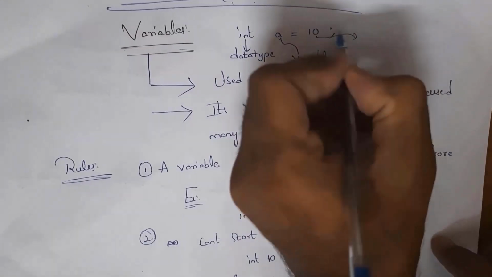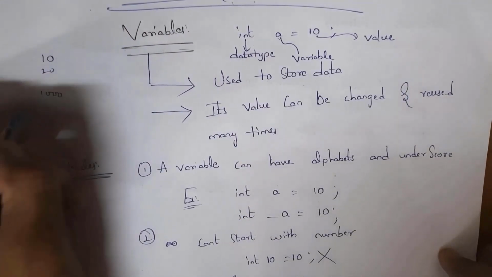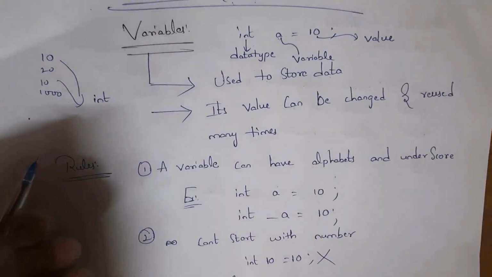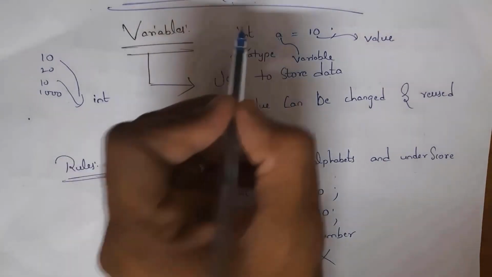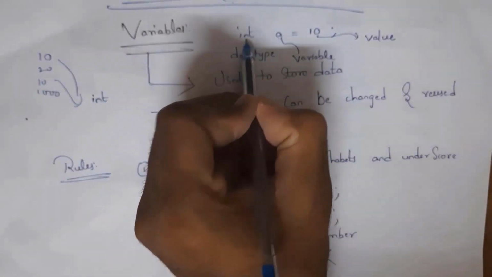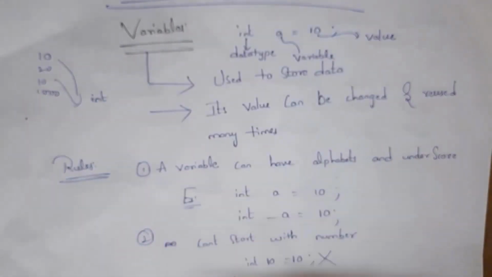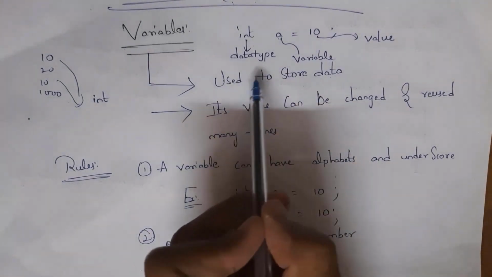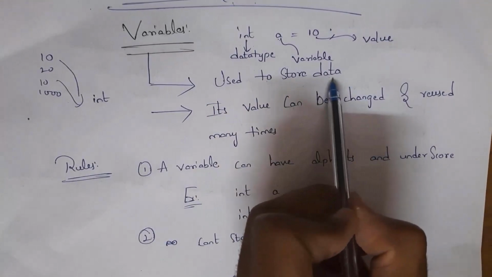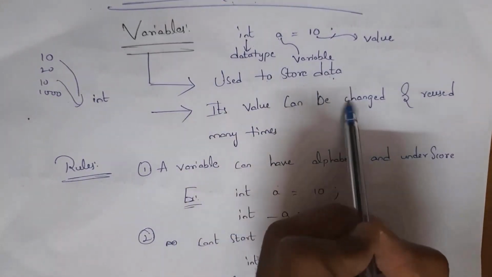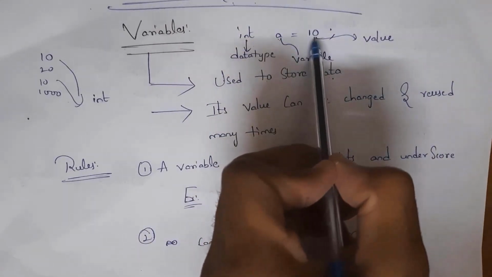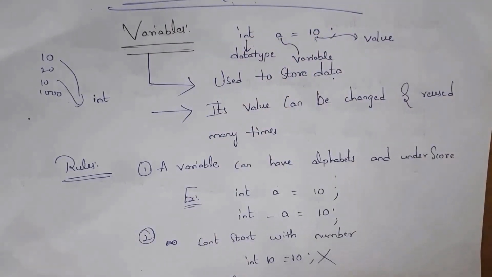This 10 is a value. 10, 20, 100, all these are integer types, so we use data type int. For integer values we need to use data type int. So here I am using data type int, and I took the variable name as a, and this variable a will store the value 10. This is the use of a variable. A variable is used to store data, or you can also say value. Its value can be changed and reused many times. We can also change this value, and we can also use this value multiple times.